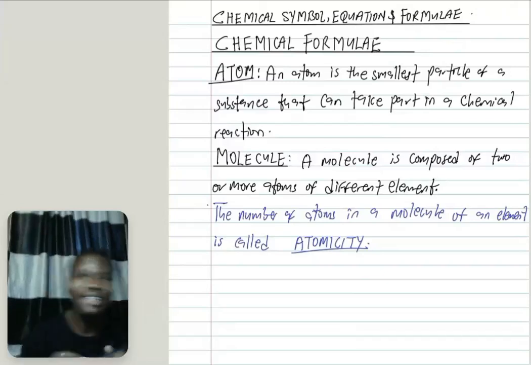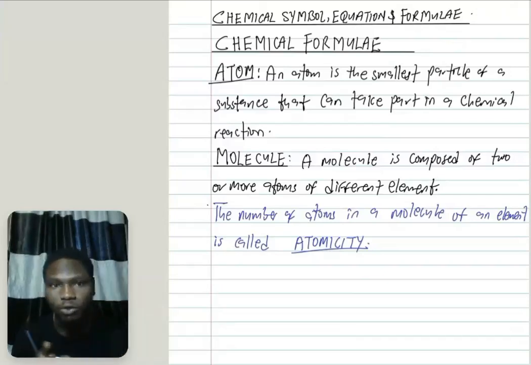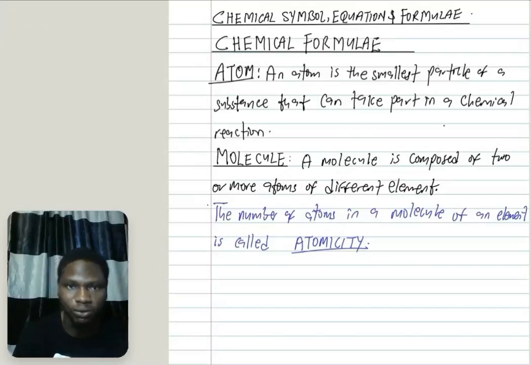Now, before we learn how to write chemical formula of compounds, we must first understand atoms and molecules. An atom is the smallest particle of a substance that can take part in a chemical reaction. We've explained this before. So remember, how do we identify an atom? That is the chemical symbol of the element. It represents one atom. For example, O represents one atom of oxygen. Are we together? Exactly, that is what it means.